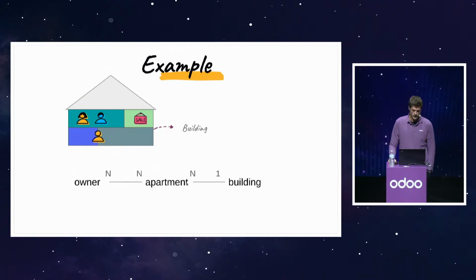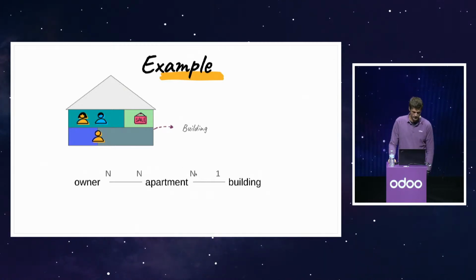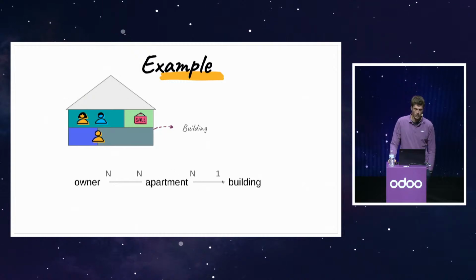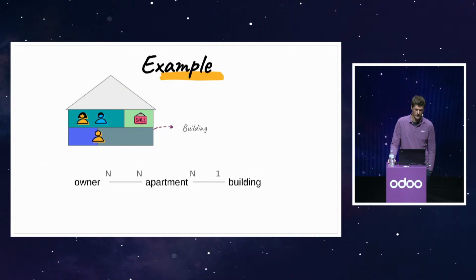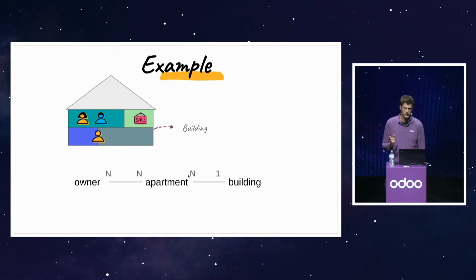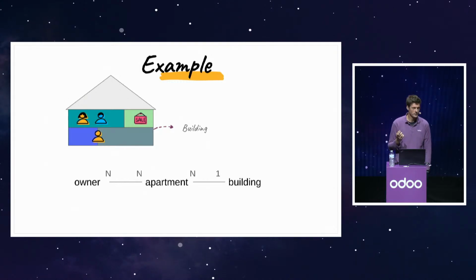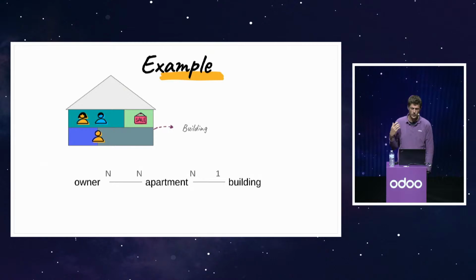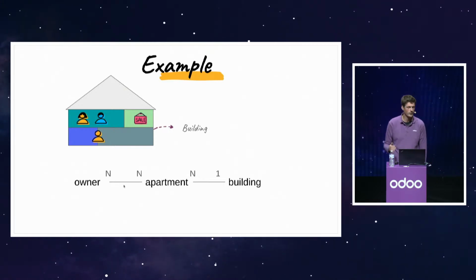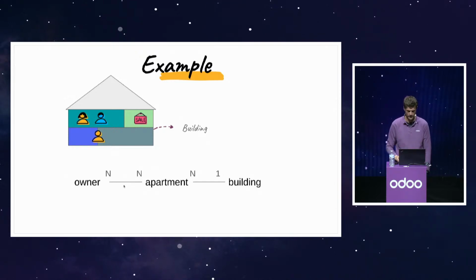Here you also have a relation between an apartment and a building. In this case, an apartment can have only one building, but a building can have several apartments. In fact, the one-to-many and the many-to-one is the same relation, it's just the side from which you read the information. If you look from one side or the other, you will see a many-to-one or a one-to-many.